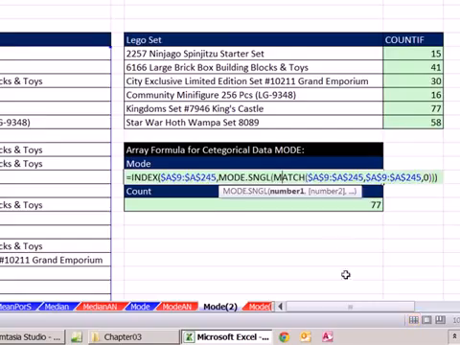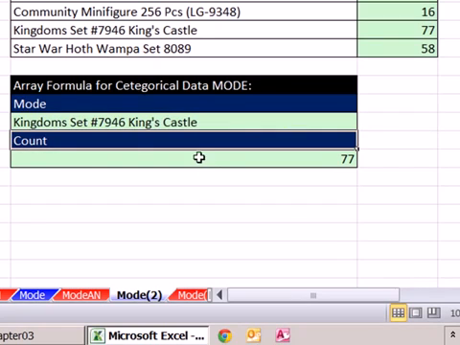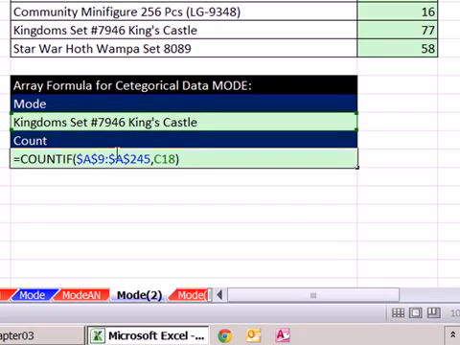Now, here's a formula right here. Again, way beyond the scope of this class. This is an array formula, but just in case you wanted to know, index, the range, mode.single, and then match, just like that. That will actually retrieve the name of the item that occurs most frequently. This will not be able to deal with situations where there's more than one mode. You can then count using COUNTIF that particular item.